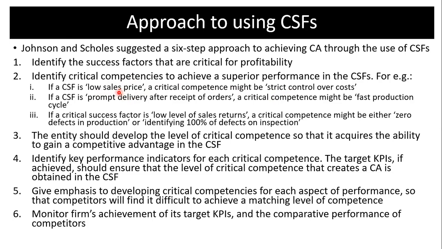Okay, all right. Another example is that if your CSF is prompt delivery after receipt of orders, so essentially this is a factor that is critical for you to overcome your competitors. So that is your CSF, right? To be able to do this, a critical competence might be that you must be able to do production in a very fast manner. You have to be able to produce quickly so that you can what? You can deliver promptly after the receipt of orders from your customers.